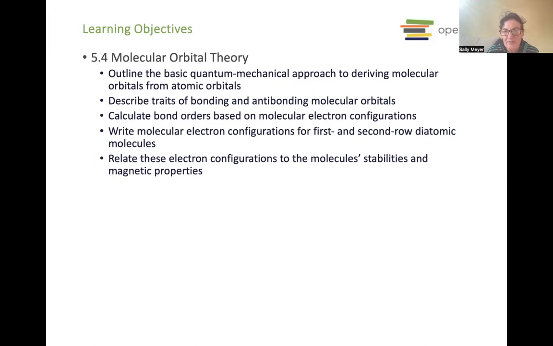So we're going to describe the traits of bonding and anti-bonding orbitals. We're going to calculate bond orders. We're going to write molecular electron configurations, and then we're going to relate electron configurations to the molecule's stabilities and the magnetic properties.